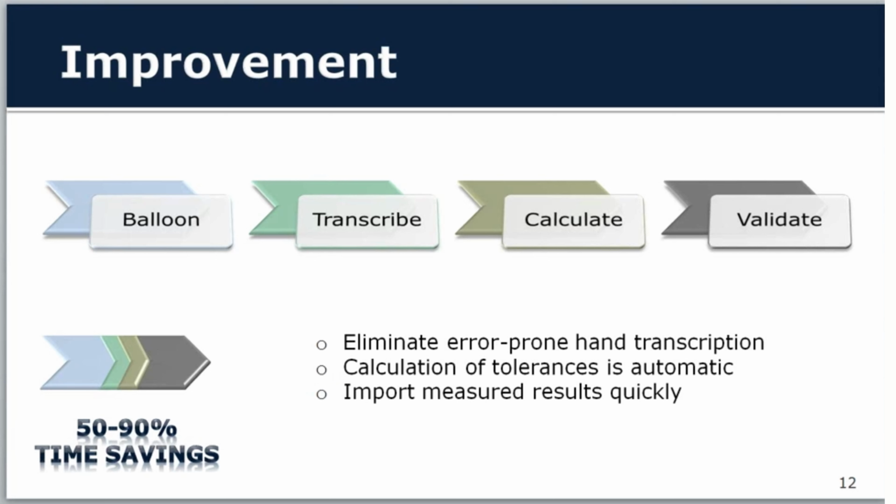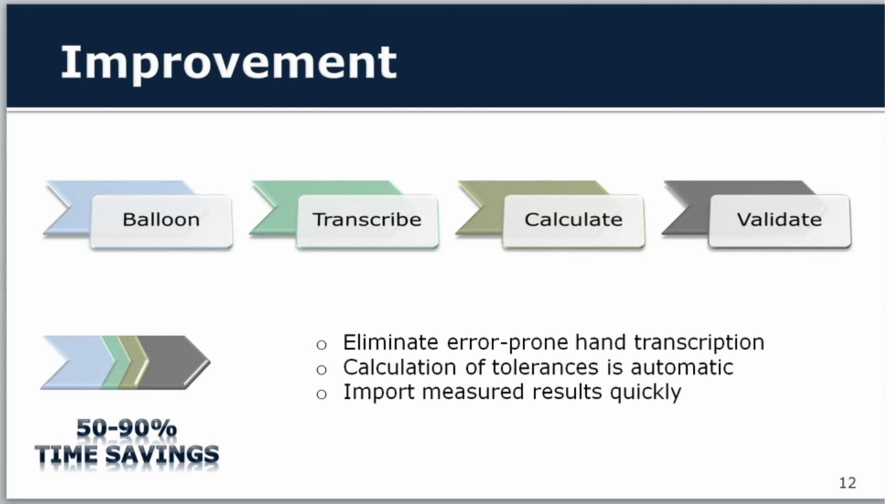Let's step back here for a second. This process will take that balloon transcription, calculation, and validation time and reduce it greatly. For a 100-character drawing, it takes 6 hours on average to do a first article inspection report with the ballooning, calculation, typing in all this information, and making sure it's right, double checking it.